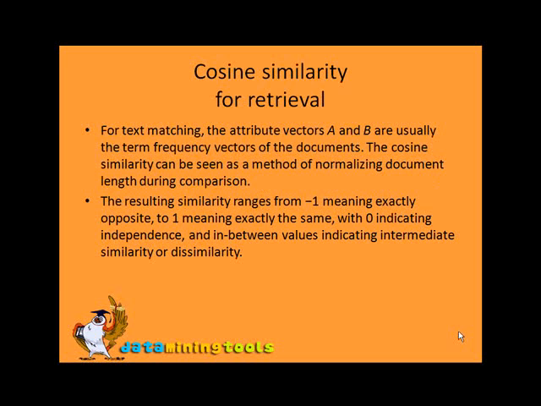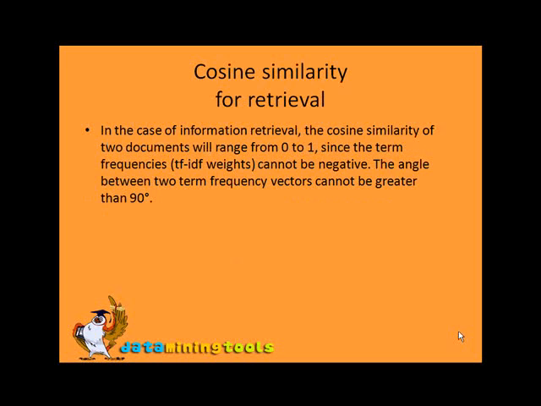Let's understand cosine similarity for retrieval. For text matching, the attribute vectors a and b are usually the term frequency vectors of documents. So the cosine similarity can be seen as a method of normalizing document length during comparison. The resulting similarity ranges from -1, which means exactly opposite, to 1, which means exactly the same, with 0 indicating independence, and in-between values indicating intermediate similarity or dissimilarity. In the case of information retrieval, the cosine similarity of two documents should range between 0 and 1, since the term frequency can never be negative, so the angle between term frequency vectors can never be greater than 90 degrees.